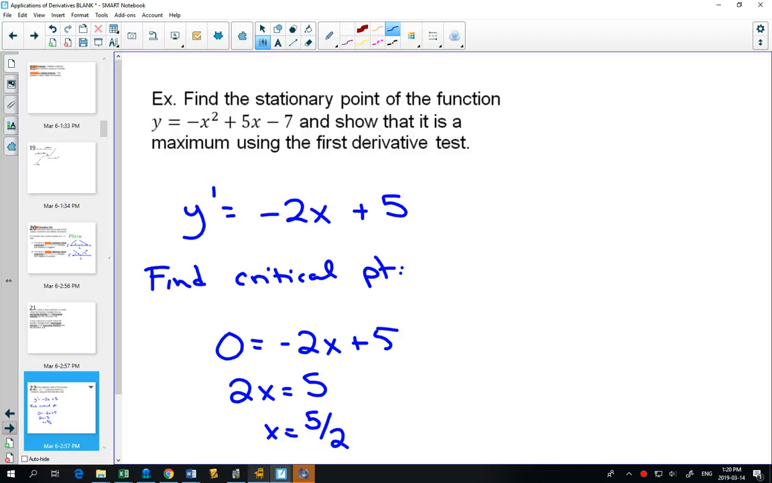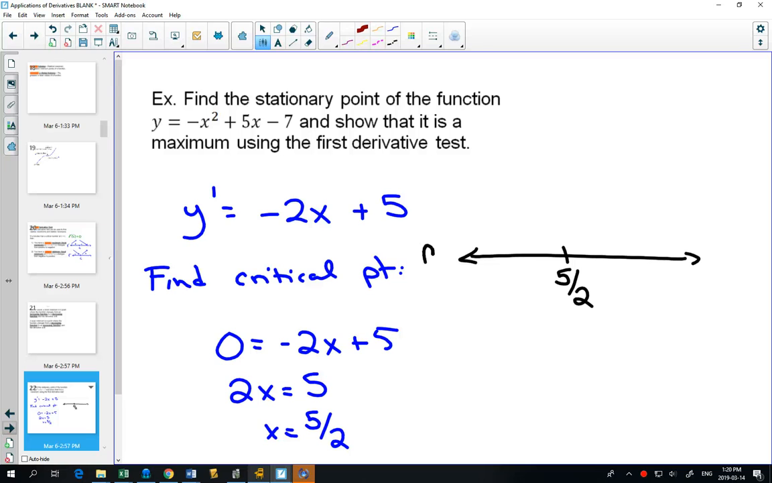And we get x is equal to 5 over 2. With the first derivative test, we then make a number line with all of our critical values on there. And remember, critical values are not only where the derivative is equal to 0, but also if you have any non-permissible values. Now this is a parabola, its domain is everything. There are no non-permissible values. So the only value we're going to put on here is 2.5, or 5 over 2.